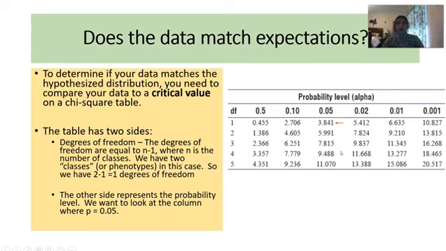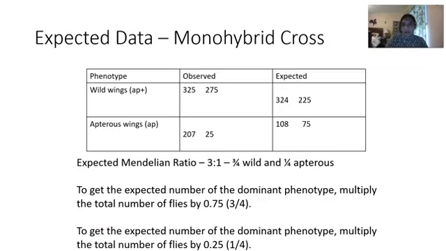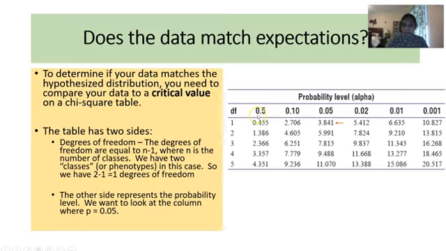Okay, so now we want to know, well, visually looking at it, we can already see where the issue is, but now we can examine it a little bit closer and see if our data matches expectation. So what we would need to do is follow through with that formula of observed minus expected squared divided by expected, and you add up for all the phenotypes. In this case, it's pretty simple because we have two categories, wild type and apterous.